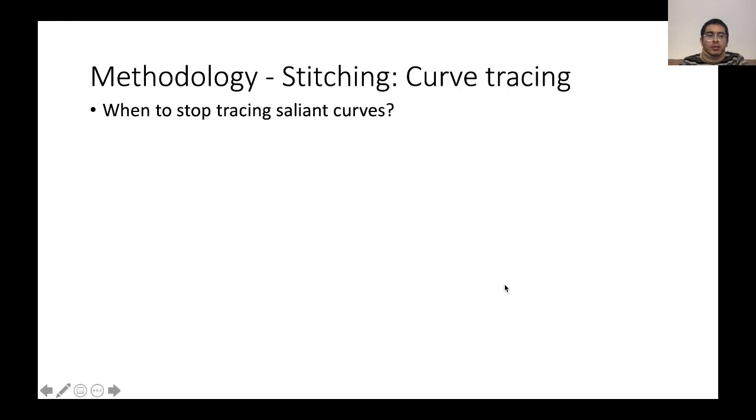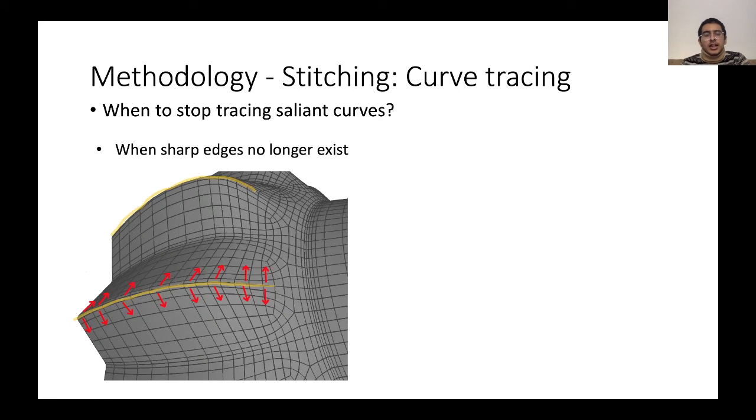And then, when to actually stop tracing? You would stop tracing these salient curves for 2 reasons. The first is when a sharp edge no longer exists. For example, given this mesh, you can see the yellow represents the sharp edges. As you're moving backwards, the sharpness becomes much flatter, which can be seen by the red arrows. And then eventually it will reach a point in which there's no longer a sharp edge, which means that you can stop tracing.